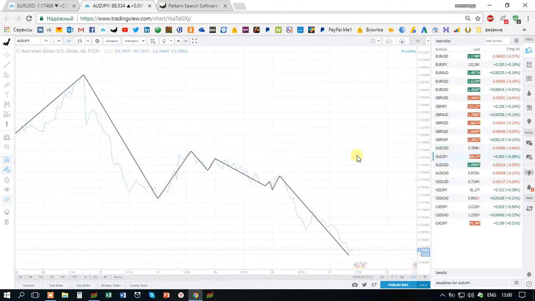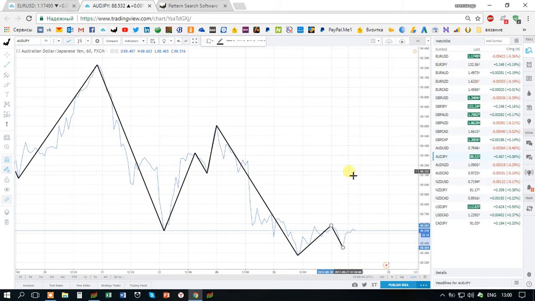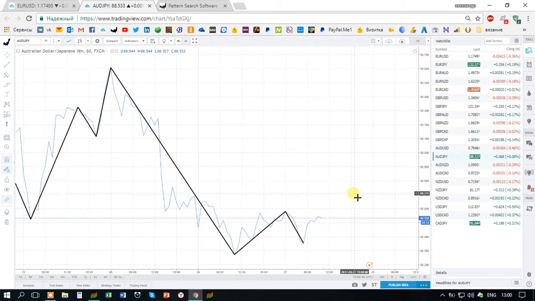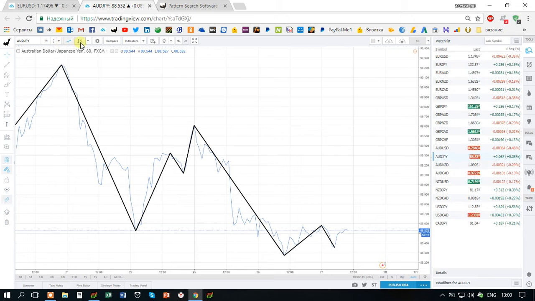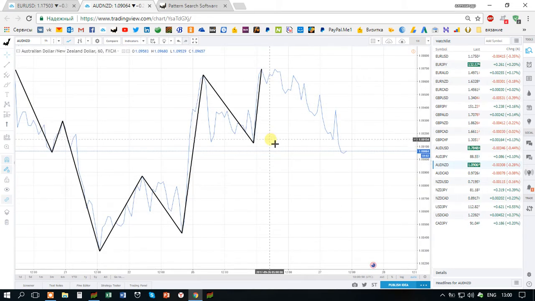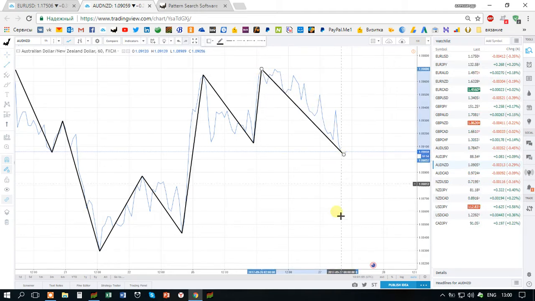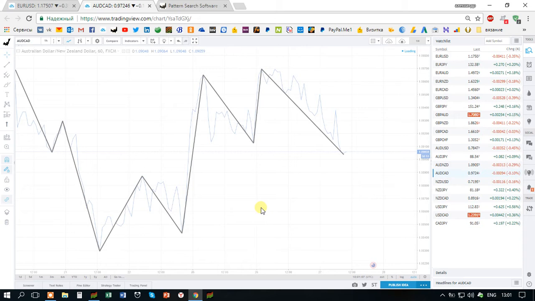Next is Aussie yen, 1 hour time frame, if you forgot. It is here like this. Well, no trades yet. Aussie New Zealand, just updating the swings. Okay, violation to the downside.